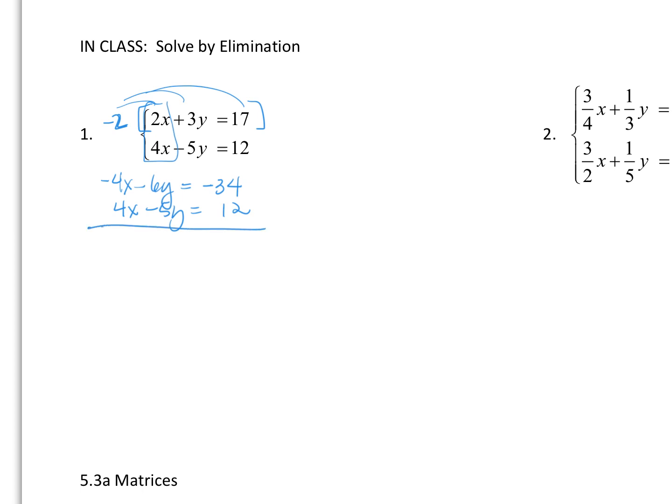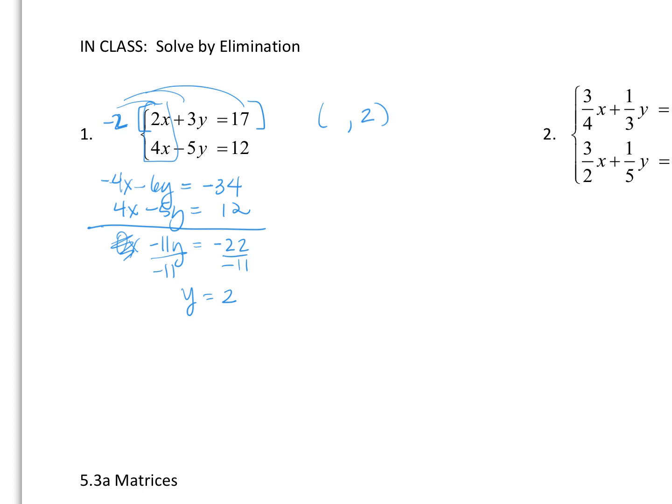And now when I combine them or add them together, -4x plus 4x gives me 0x. That's what I wanted. Then I have minus 11y equals -22. All right, well 0x got rid of the x. So now I'm just solving this. What do I need to do to get y by itself? Divide by -11. So y equals a +2. So my solution, y is a +2.